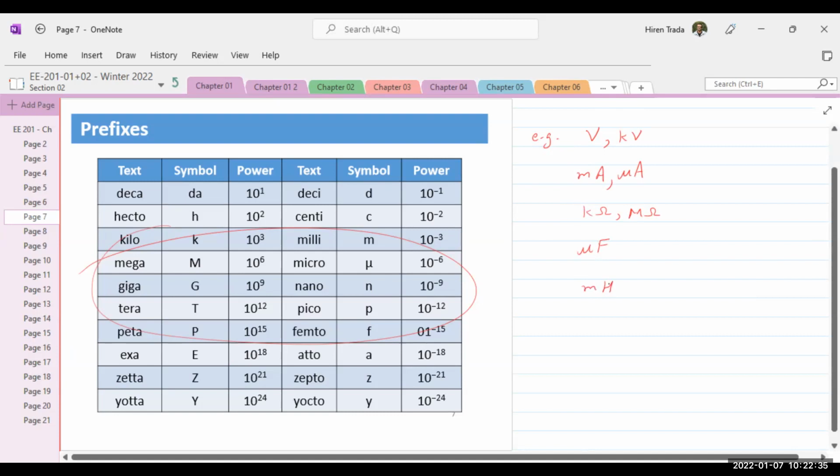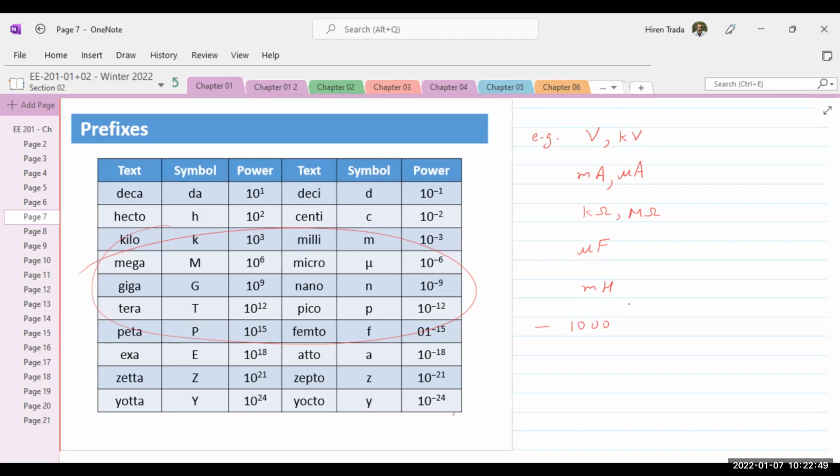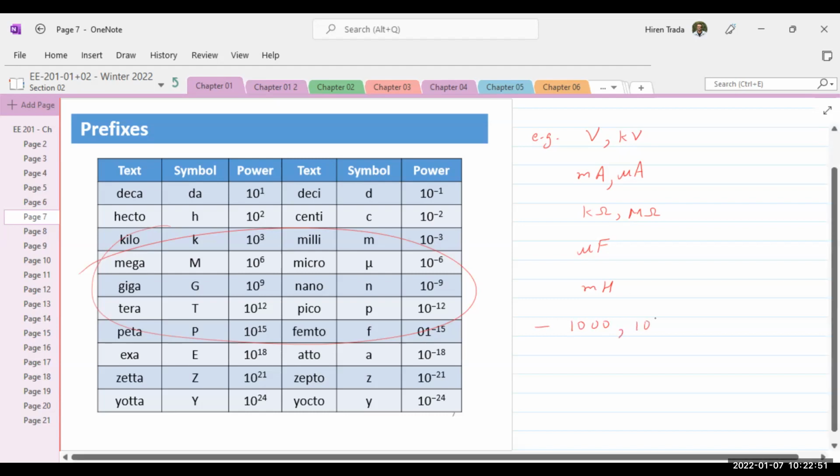Okay. So now, when you are writing out an answer, let's say you have an answer of 1,000. You could write out 1,000, you could write out 10 raised to 3, or you could write out 1K. All of these are acceptable.